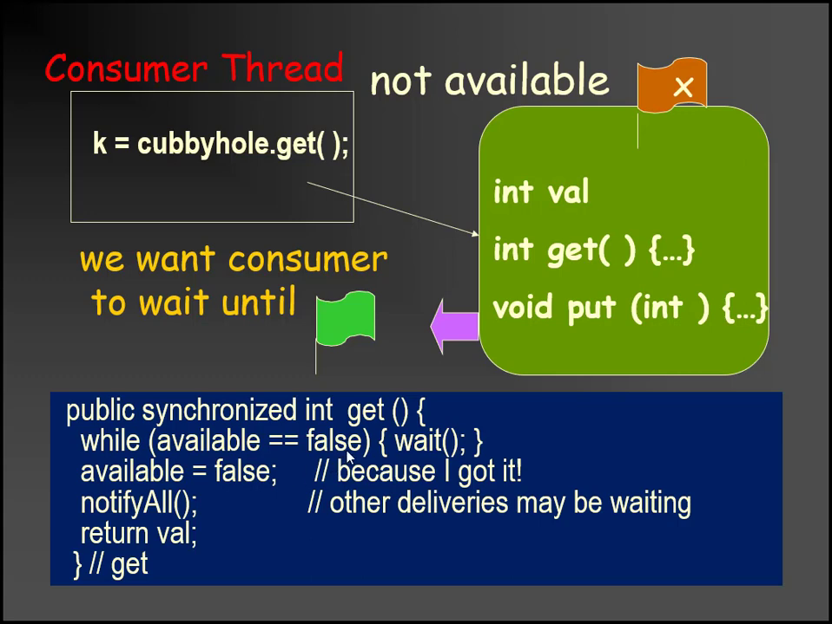If available is now true, it immediately sets the available flag to false, calls notify all to make everybody else aware that it's acquiring the data, and then returns the value.